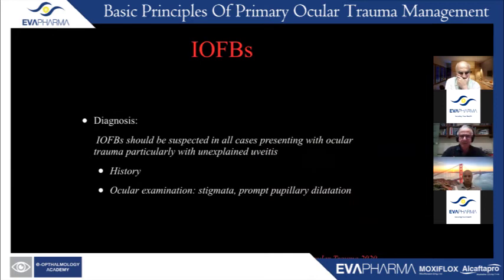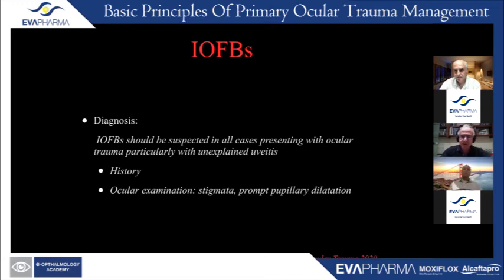There is a dictum, as Dr. Yahya mentioned before: intraocular foreign body should be suspected in all cases presenting with ocular trauma, particularly if they have an unexplained uveitis. When you're faced with an intraocular foreign body or a presumed intraocular foreign body, you have to spend time with the patient. You have to take a very meticulous history, and you spend time asking the patient the extreme details of his trauma. What was he doing? What was he doing exactly?